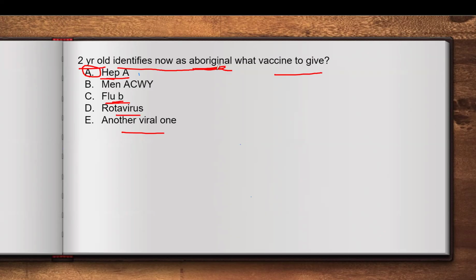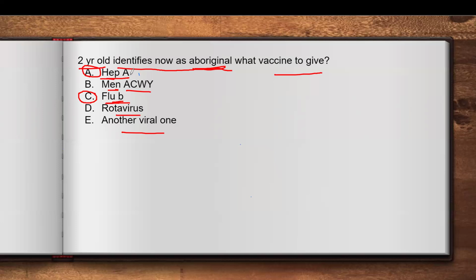Regardless of whether they are Aboriginal or not. So if the parents now tell us that the child is Aboriginal, he will still have had this at 2, 4, and 6 months. He would already have had this, so it is not an additional vaccination for Aboriginals. Similarly, meningococcal vaccine ACWY is also given to all children regardless of their ethnicity. Similarly, rotavirus is also given to all children.